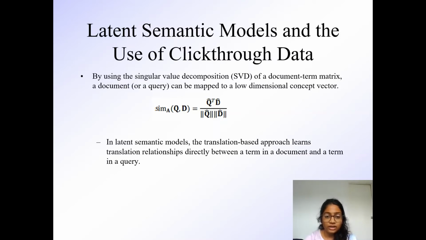In addition to latent semantic models, translation models trained on clicked query-document pairs provide an alternative approach to semantic matching. Unlike latent semantic models, the translation-based approach learns the translation relationship directly between a term in a document and a term in a query.